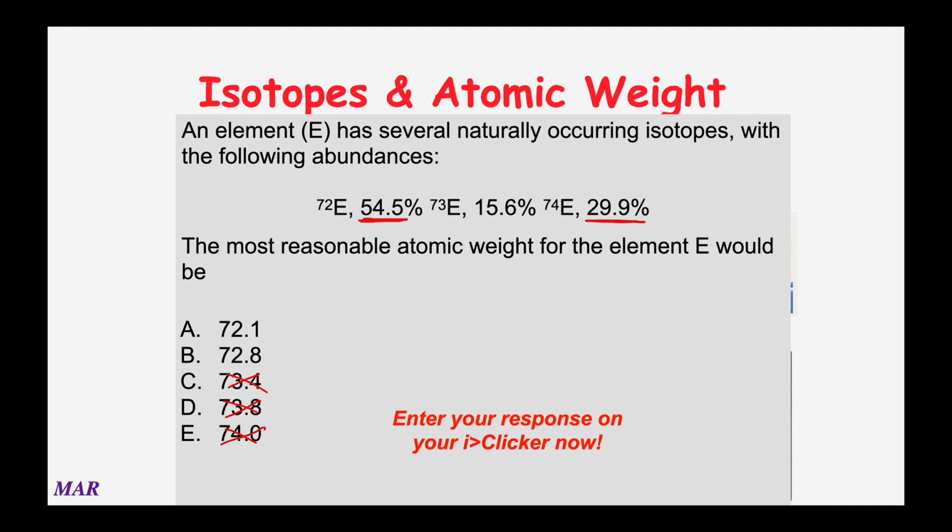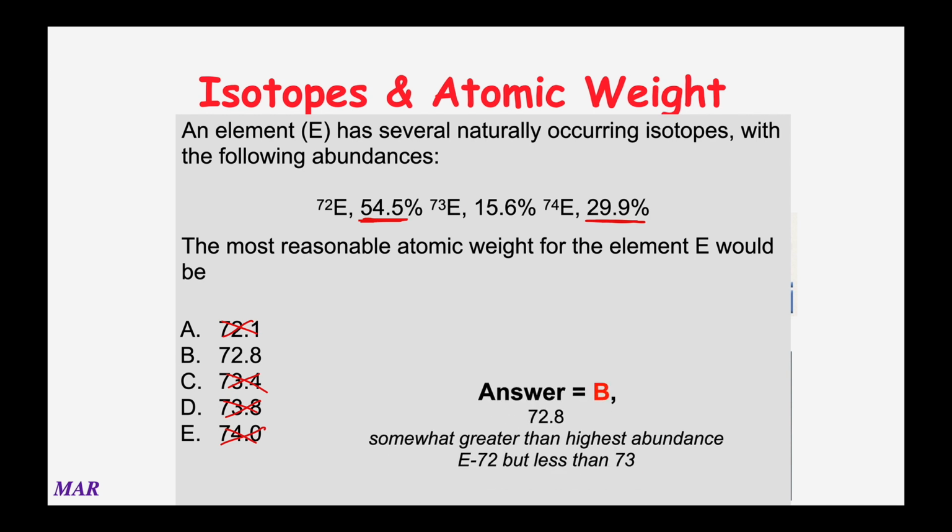However, it's not like 90% plus of the 72 isotope. I don't think it's going to be 72.1 either. If the isotope 72 was like 90%, then I could maybe see a 72.1, but it's just a little more than 50%. I'm going to argue that answer B is the most reasonable, all right? So because isotope 72 was more abundant, it's going to be close to 72, but because it wasn't like 90% abundant, probably not 72.1, but somewhere not too far from there.